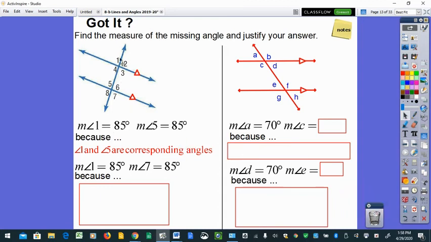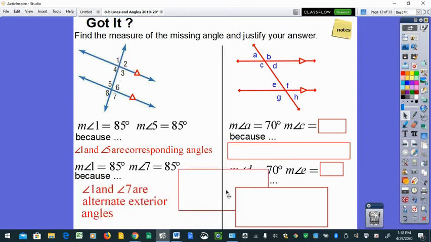Now this is one where you could directly get there because those two angles are alternate exterior. This guy is on the left of the transversal, number 7 is on the right, and they're outside the train tracks. Okay, the measure of angle A is 70.